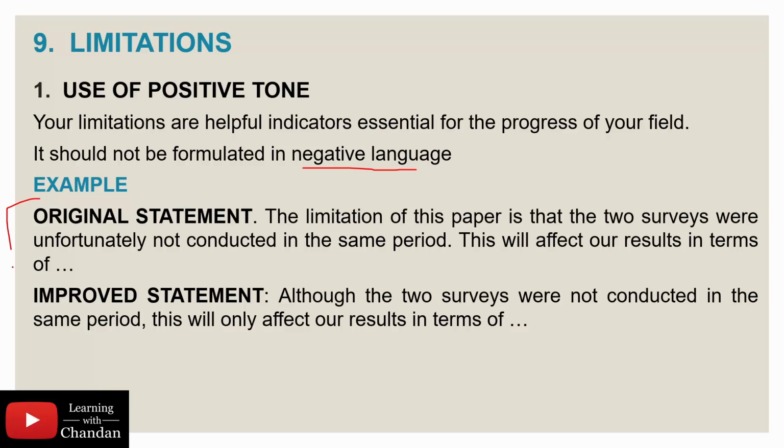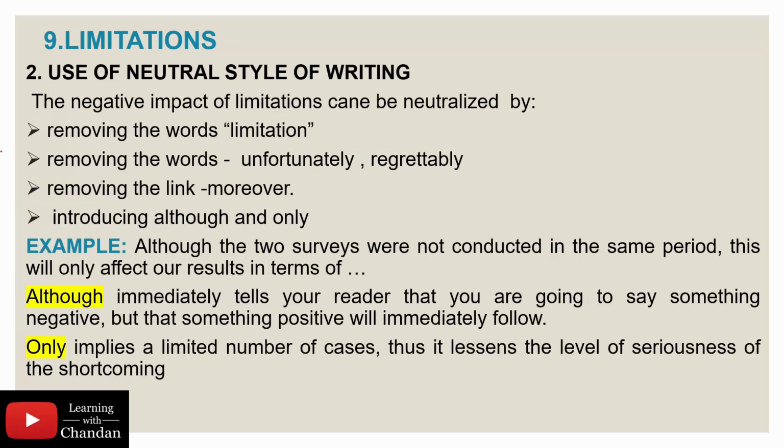Check out the original statement, for example. Here the words the limitation or this will affect give a wrong and negative impact of the limitation. But the same can be refined using proper English structure, including words like although or only, which lessen the negative impact of the limitation. So please check while proofreading that you have neutralized the negative impact of the limitations.